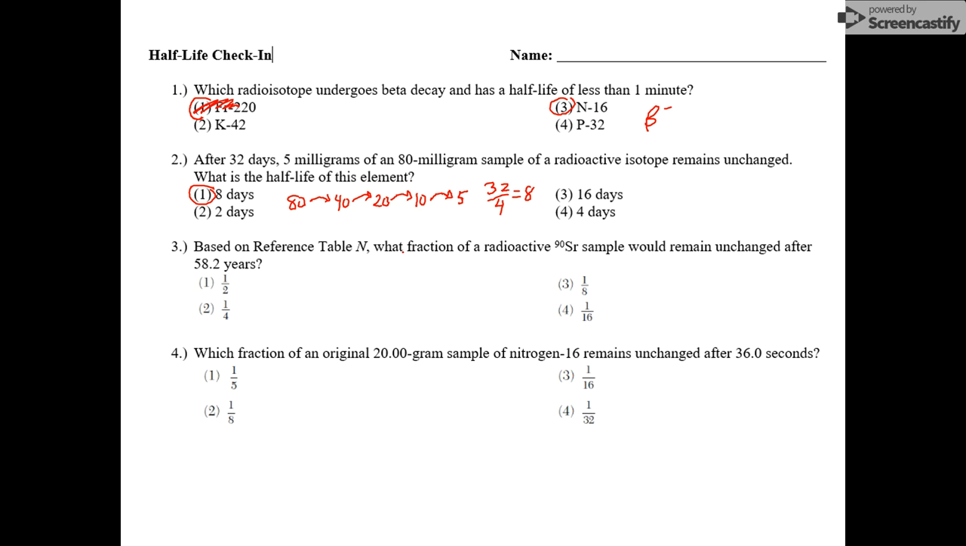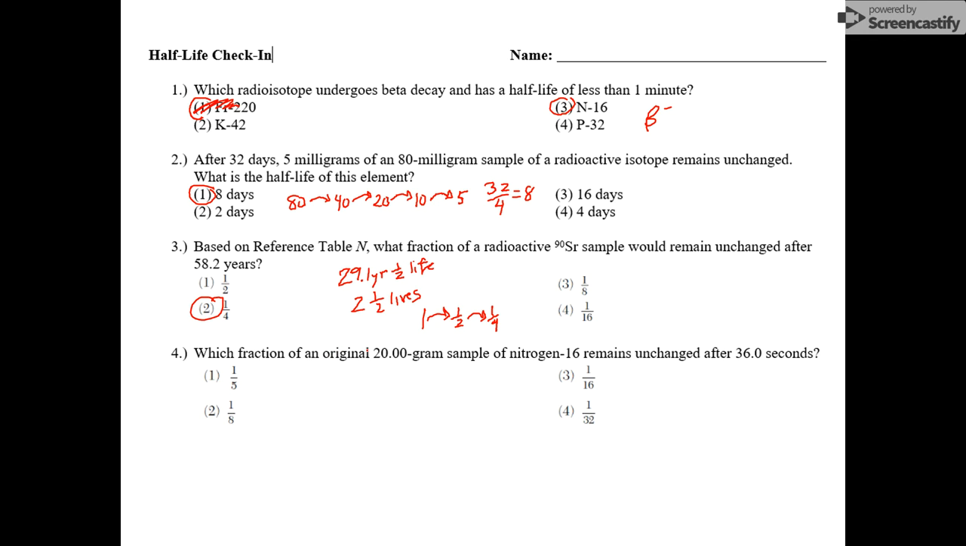Number 3, based on table N, what fraction of strontium-90 would remain unchanged after 58.2 years? Okay, find strontium-90 on table N. It is close to the bottom. Okay, the half-life is 29.1 years. What fraction will remain unchanged after 58.2? Well, that looks like double this number. That's 2 half-lives. So after 2 half-lives, how much would be left? Remember, we start with 1, then we go to a half. That's the first half-life. Then we go to 1/4.